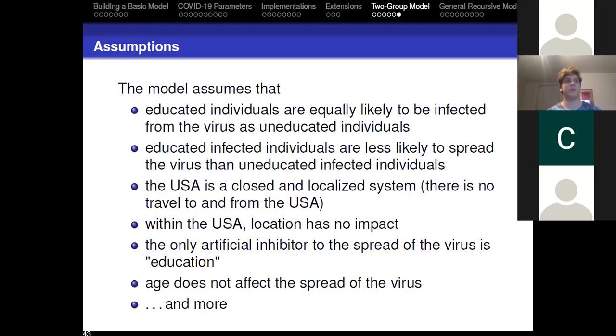So basically, if somebody's from a different town, then they're going to be equally likely to be infected, which is an unrealistic assumption. And also our only artificial inhibitor to the spread of the virus is going to be education. And as we said before, we assume that age does not affect the spread of the virus.